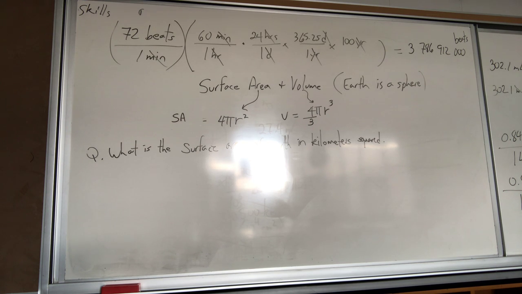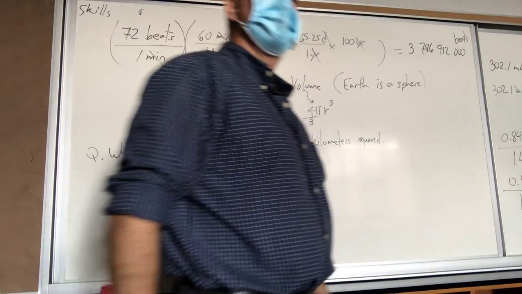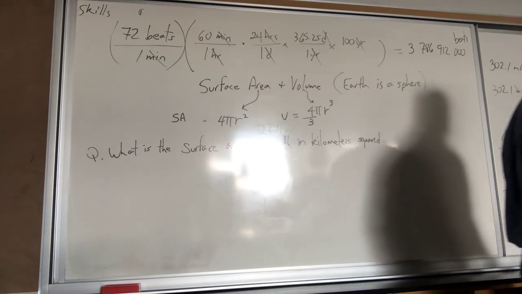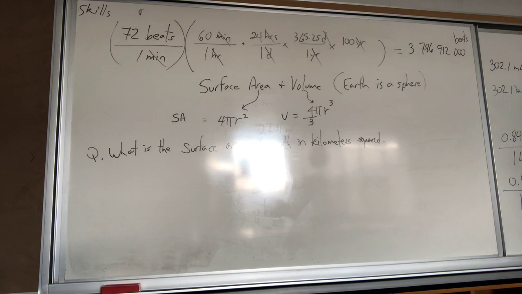How much of the earth is covered in land, roughly, as a fraction? Or even as a percent. What percent of the earth is land? Anyone have an idea? It's about 1/3. It's around 30%.